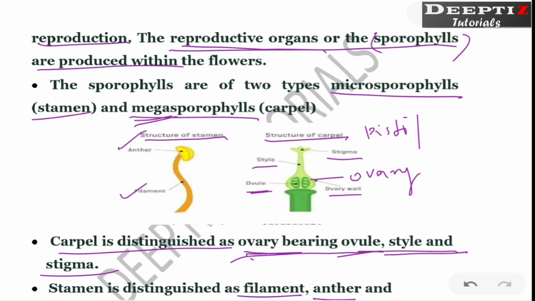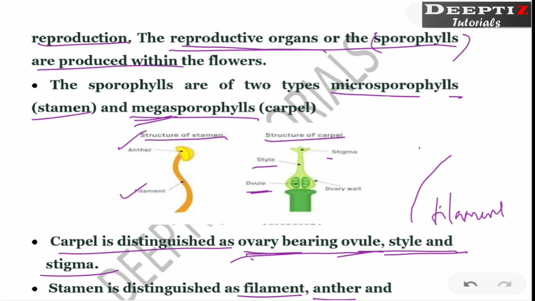Now I tell you what a connective is. Till now we have not discussed what the connective is. So there is a long stalk. We know the name of this stalk, that is filament. This filament has this structure, right? We call it anther. Now two lobes of this anther are connected by a structure. The structure we call connective.